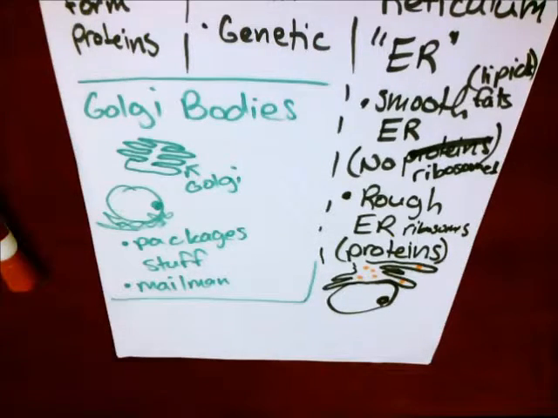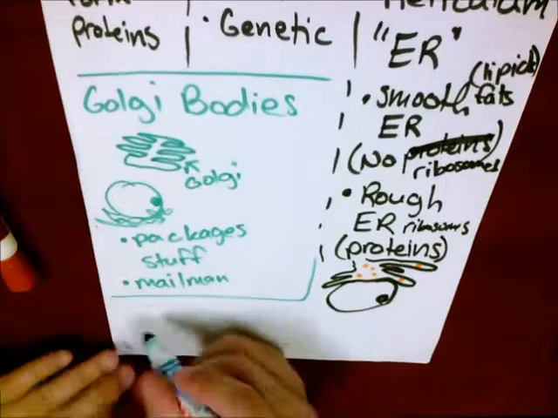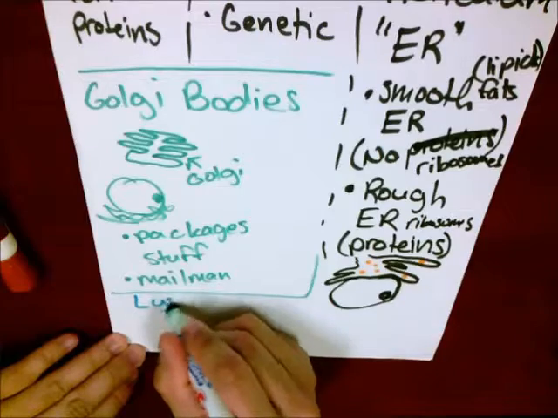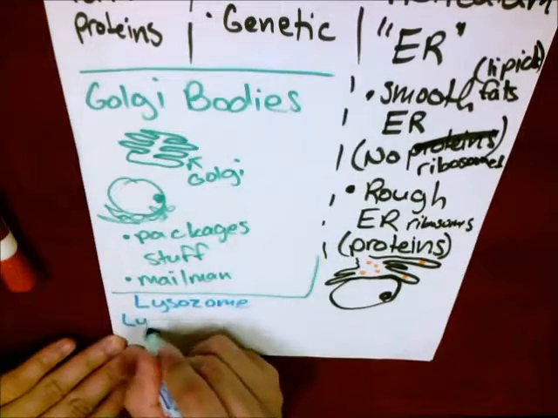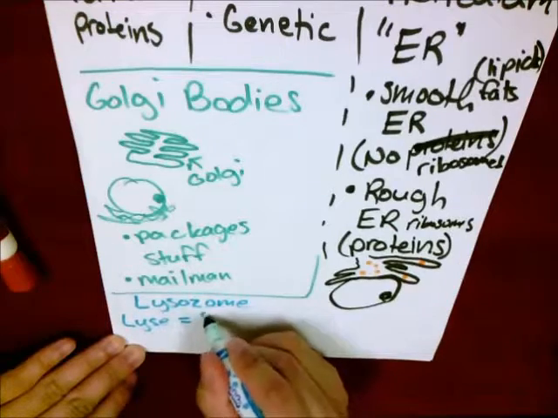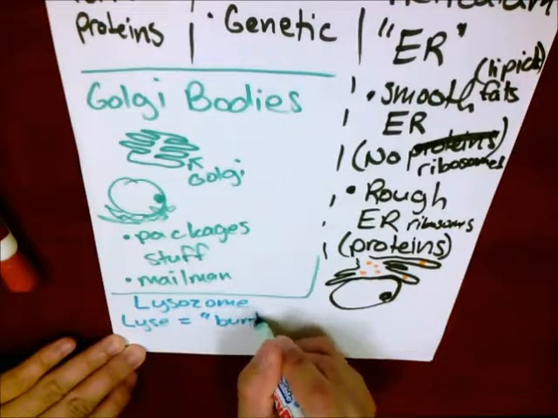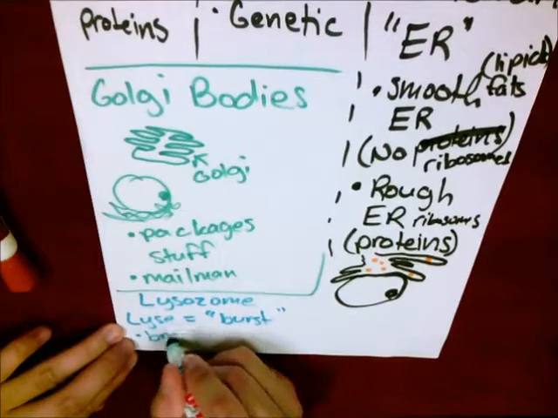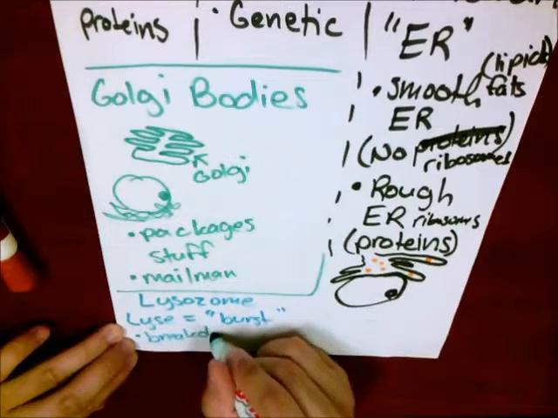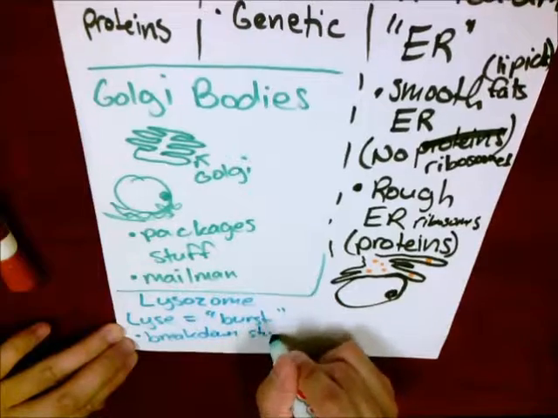All right, lysosomes. Lysosomes are weird because there's no really good analogy for them, but they break things up. To lyse literally means to burst. But lysosomes break things down. That's their job. They essentially are like the garbage men, breaking down stuff.